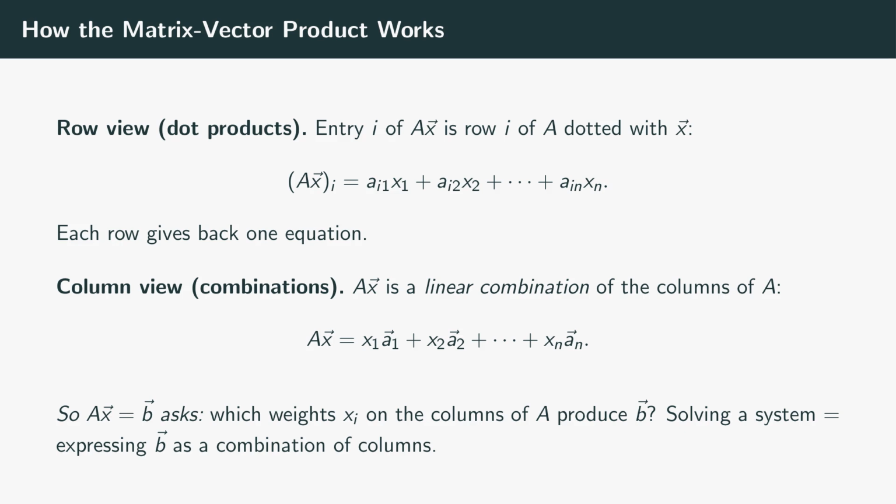The second is the column view, and it is deeper. The product A times x is also a linear combination of the columns of A, where the weights are the components of x: x1 times the first column, plus x2 times the second column, and so on. Read this way, the equation A times x equals b is asking a question: what weights on the columns of A combine to produce the vector b? Solving a linear system is the same as expressing b as a combination of the columns of A. That column view will become the heart of how we think about matrices.